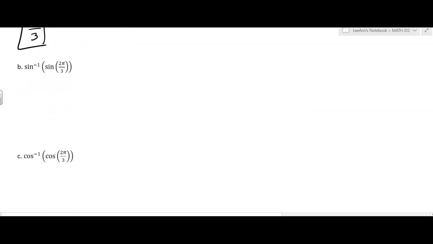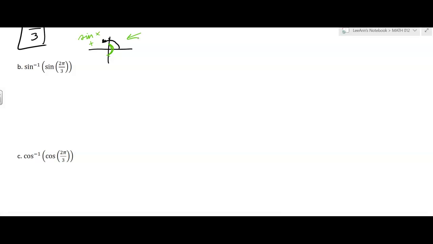Well, we're at 2 pi over 3. Sometimes it's easier for me to visualize this with a little diagram. So 2 pi over 3, that's over here. I'm in the second quadrant, so I am not in the restriction that I need to be, okay? So I have to think, if I'm in the second quadrant, is sine positive or negative? Sine is positive in the second quadrant.